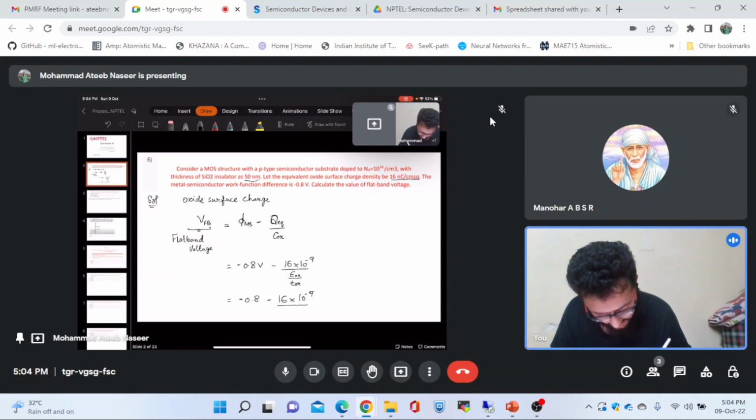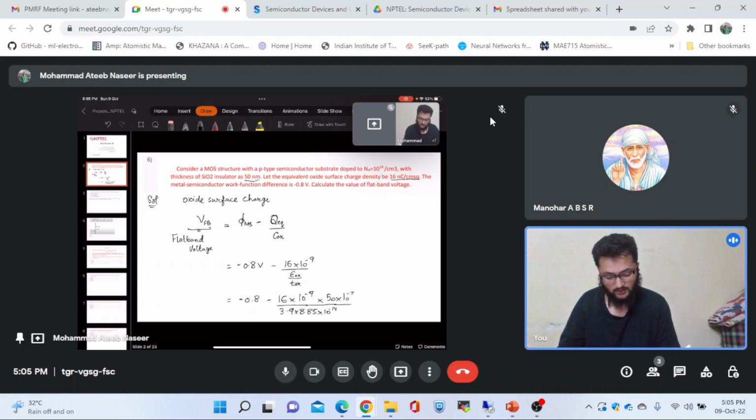This epsilon ox will simply be equal to 3.9 into 8.85 into 10 raised to the power of minus 14. And this Tox will move up, and we have 50 nanometer. It means 50 into 10 raised to the power of minus 9 meter, but we are dealing in centimeters, so the meter will be converted to centimeter. So it will be 50 into 10 to the power of minus 7. So let us solve this on the calculator to check this flat band voltage.